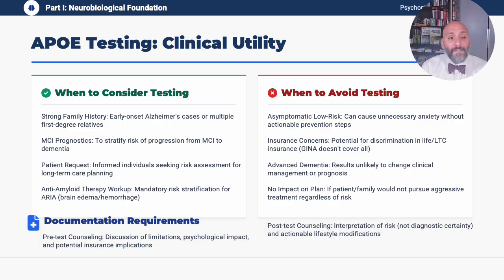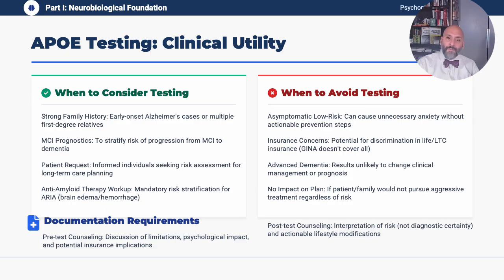Well, if there's a strong family history. If a patient has early onset Alzheimer's in the family of multiple first-degree relatives, then APOE testing can help frame risk discussions and long-term planning. Now, this is about context, not diagnosis. So in mild cognitive impairment, MCI, in patients with an APOE status, this can help stratify risk. That is to say, who is more likely to progress to dementia versus remain stable.